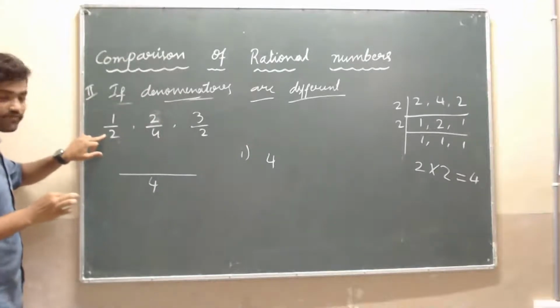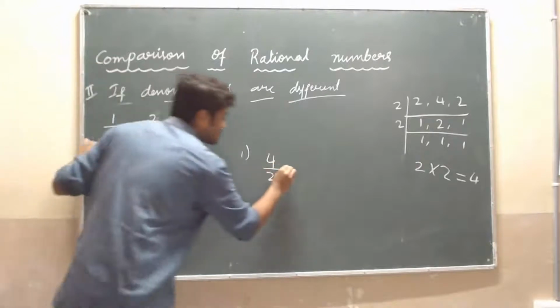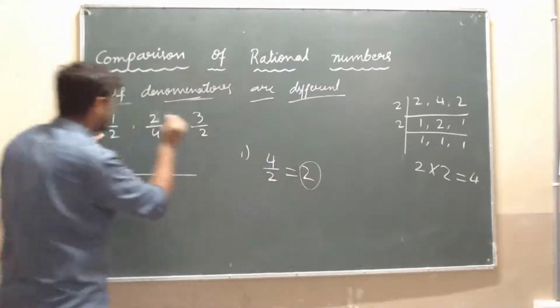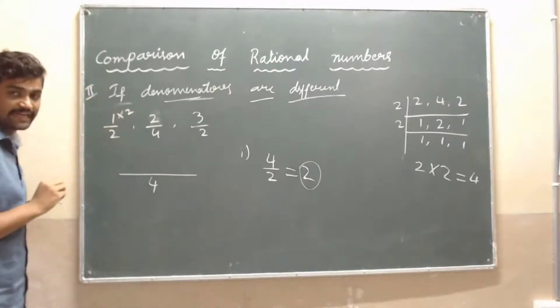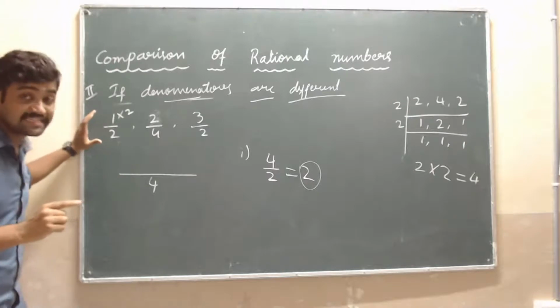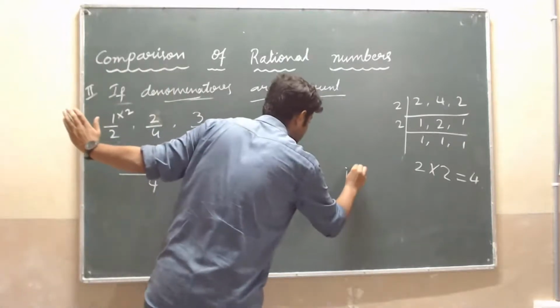What is the denominator of the first number? That is 2. Divide 4 by 2. Then what is the answer? 2. That 2 must be multiplied to the numerator. Understood? In the previous video I have explained to you about the LCM. Okay.